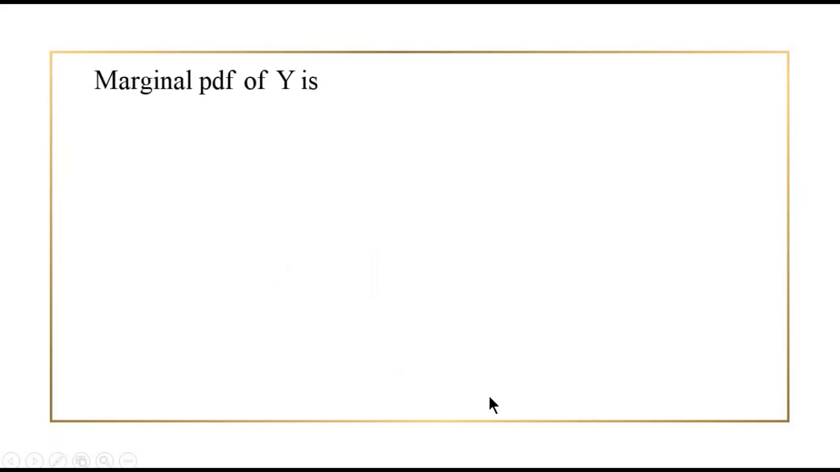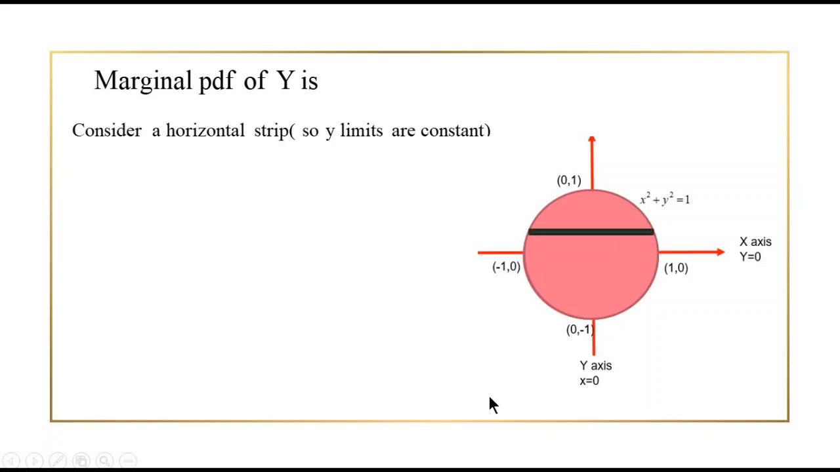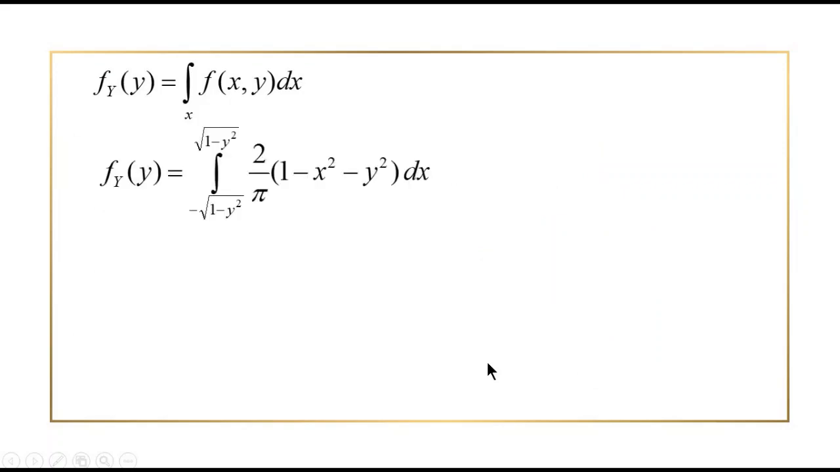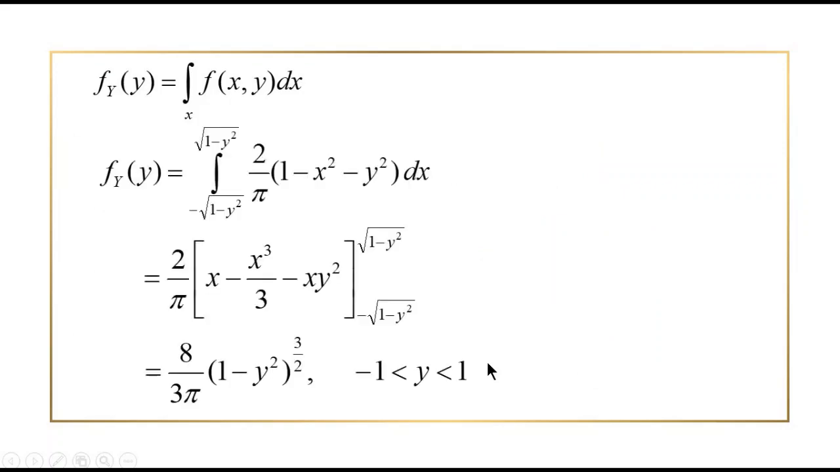Similarly, find the marginal PDF of y by considering a horizontal strip. Here x is negative and here x is positive. From this equation, x square is 1 minus y square, x is plus or minus root of 1 minus y square. Therefore, the limits of x are from minus root of 1 minus y square to root of 1 minus y square. Now integrate the joint PDF with respect to x using these limits. You will obtain a function of y. Considering the vertices of the region, the limits of y will vary from -1 to +1. Thus, we have got the marginal PDFs of both x and y.